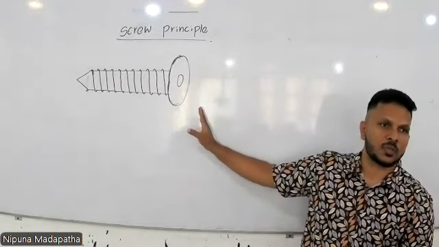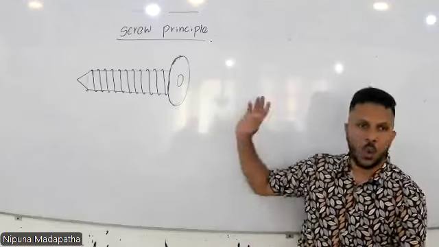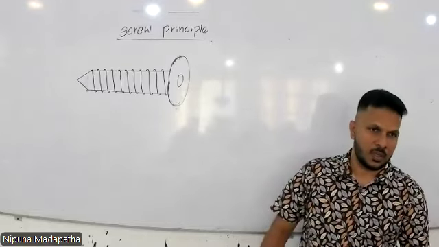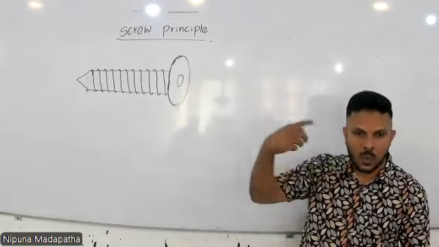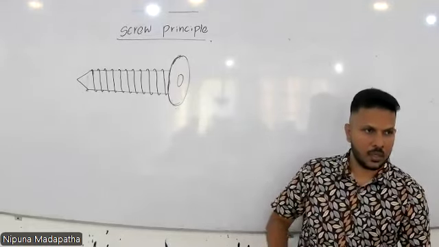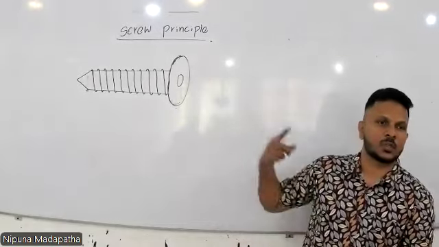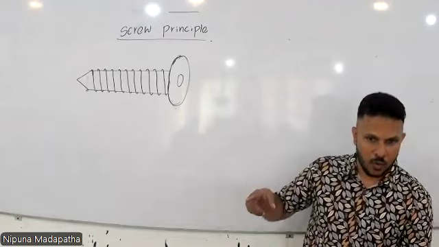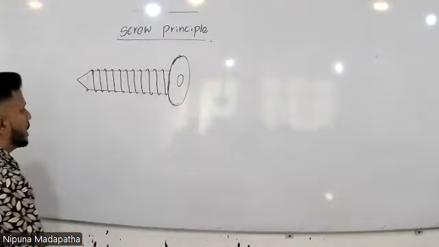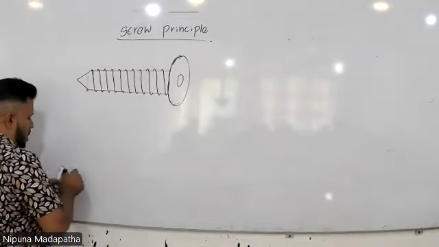So remember that all the measuring instruments we are going to discuss after this have a right hand screw principle. When you turn this screw clockwise, it advances forward. If you want to get it back, you need to turn it anti-clockwise. These are the things we call threads.